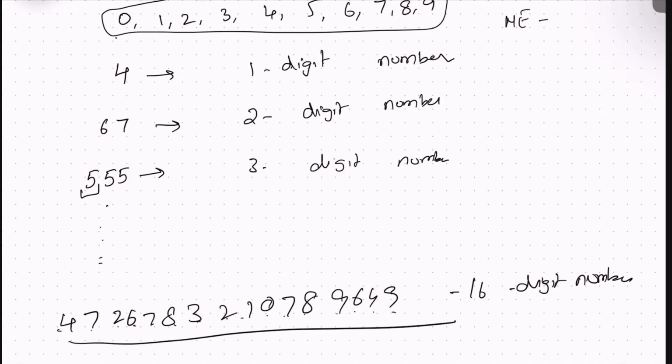You can compare this with your English alphabets and words. So digits are equivalent to your English alphabet, and numbers are equivalent to your English words. With this understanding of digits and numbers, let's move on to digit value and place value.